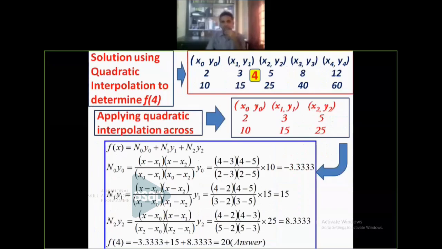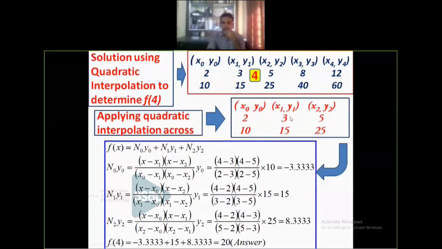Now, let's use quadratic interpolation. We take only 3 sets of data. For quadratic, we need 3 points. So I'm taking 2, 3, and 5, with values 10, 15, and 25, applying quadratic interpolation across these. 4 lies between 3 and 5. So let me establish an interpolation function consisting of 3 data points, a general equation that should give me any value between them.